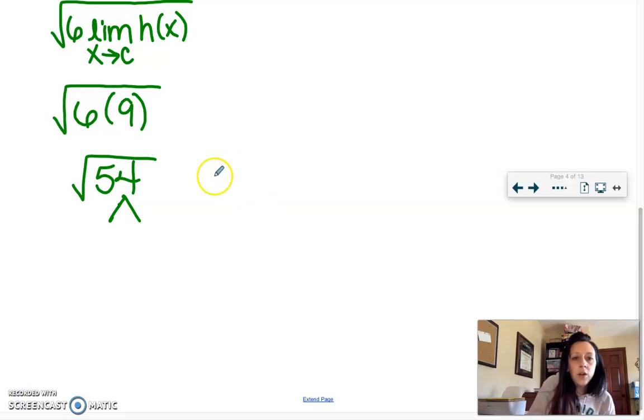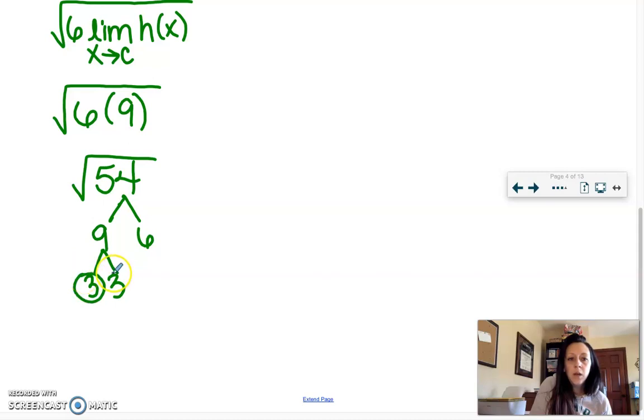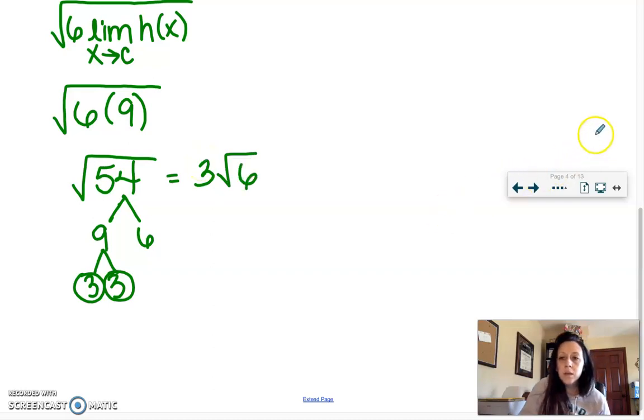Okay, so what can you divide 54 by? I was thinking like 9 and 6, obviously, did that up here. And 9 could go 3 and 3. So remember the singles club thing. If you have two of the same thing, they can leave. So it'd be 3 radical 6 would be your best answer.